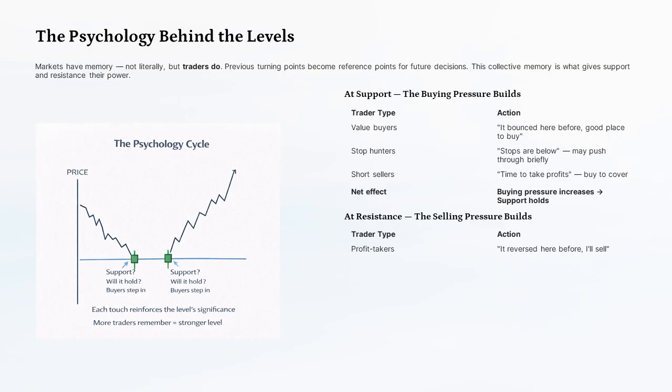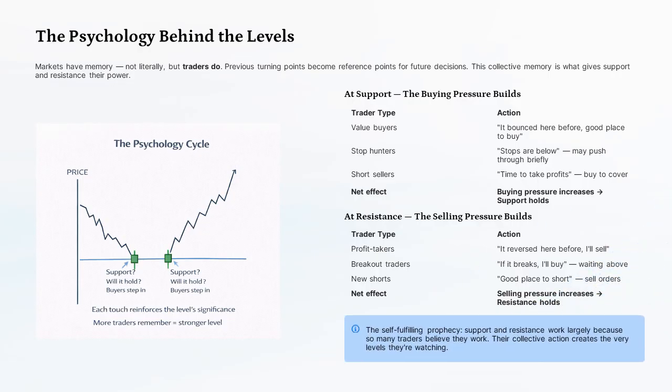Traders who bought near the top and have been waiting to break even see price coming back to their entry. They sell just to get out. New short sellers see the level holding and say, "This is a good place to short." The net effect is that selling pressure builds and resistance holds. The self-fulfilling prophecy is powerful.